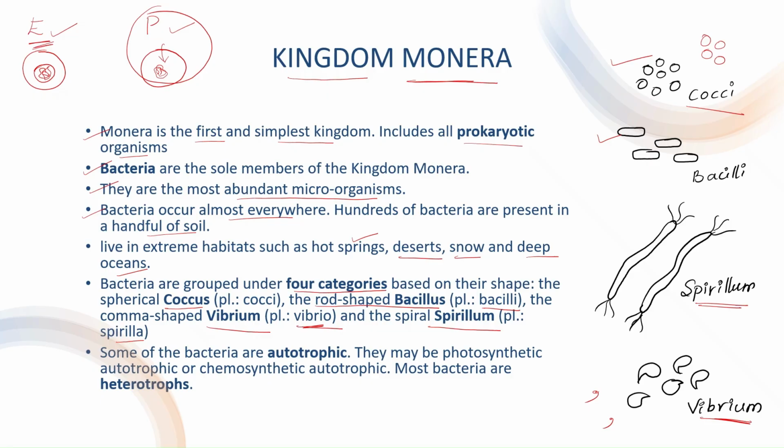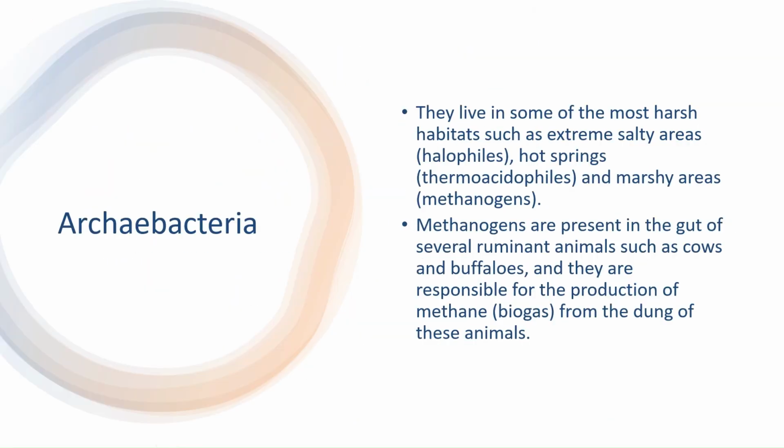Some of the bacteria are autotrophic, meaning they prepare their own food. They may be photosynthetic autotrophs, like plants, using sunlight, with pigments, or chemosynthetic autotrophs, using inorganic substances. Most bacteria are heterotrophs. Out of 100%, only 10% are autotrophic and the rest are heterotrophs. The kingdom Monera is broadly classified into 2 groups called Archaebacteria and Eubacteria.